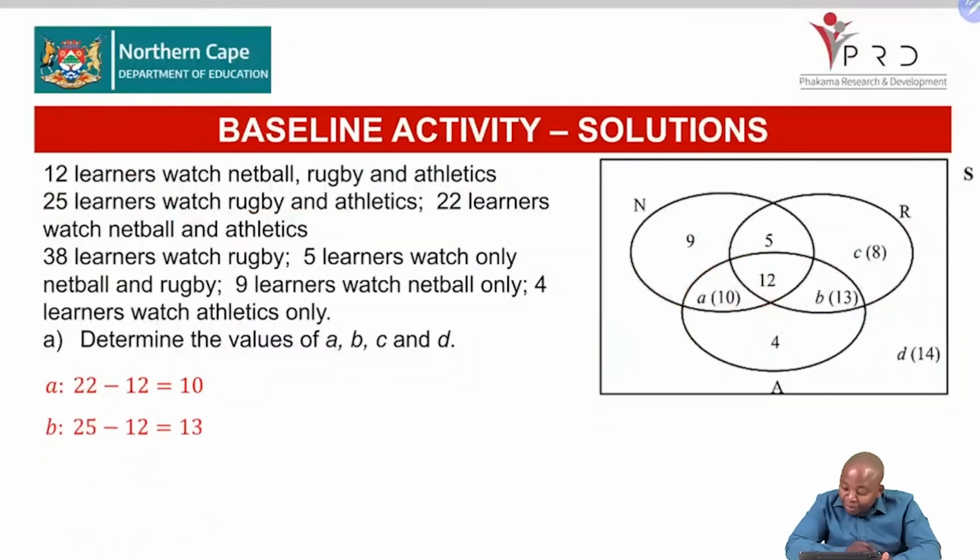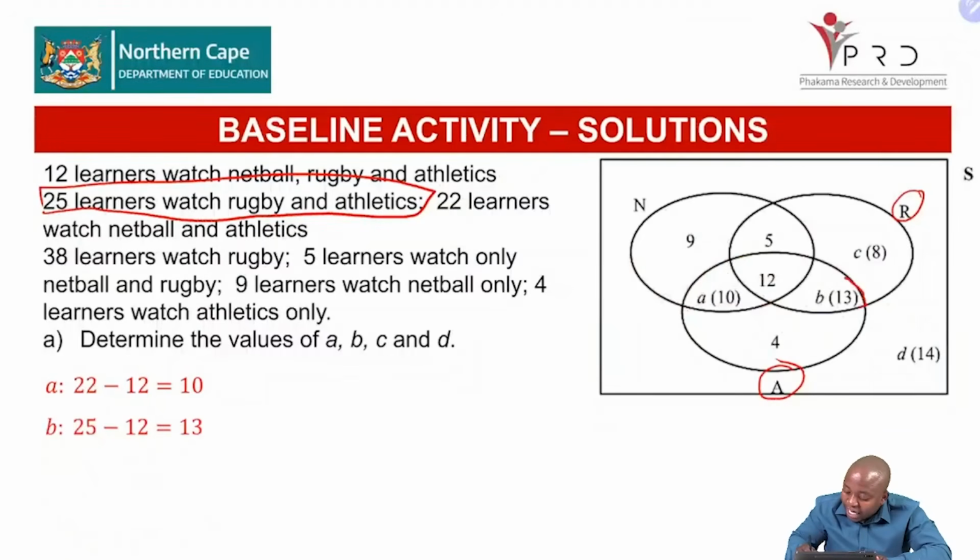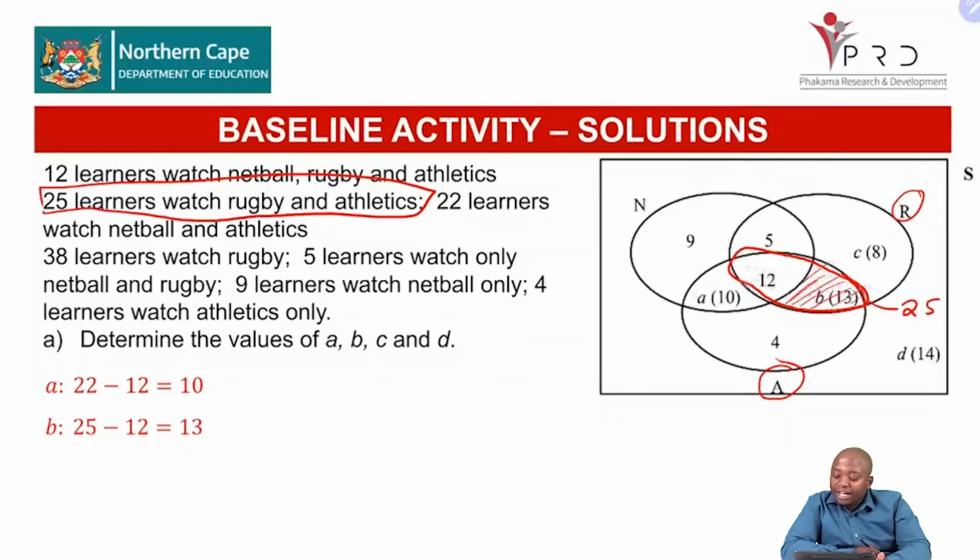Then to find the value of B, we're told that 25 learners watch rugby and athletics. So where rugby and athletics intersect, that is where we are having the 25 learners. But what do we see again? We can see that the total of that 25 also includes the intersection of all 3 sports, which is the 12. That includes all netball, rugby, and athletics. And what we are looking for now at the value of B, it is only this portion of space where we are focusing only on the rugby and athletics.